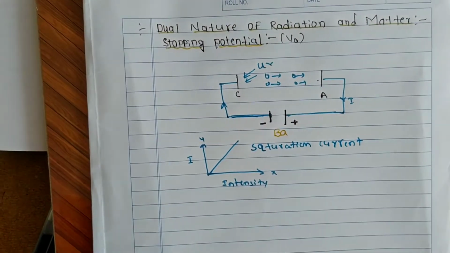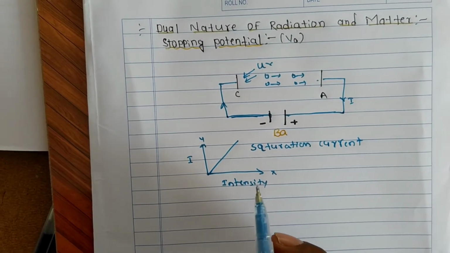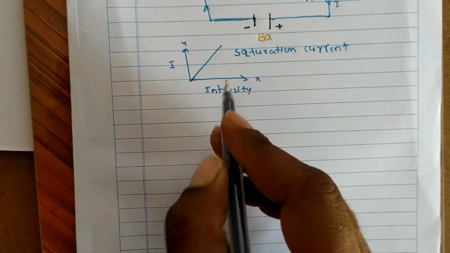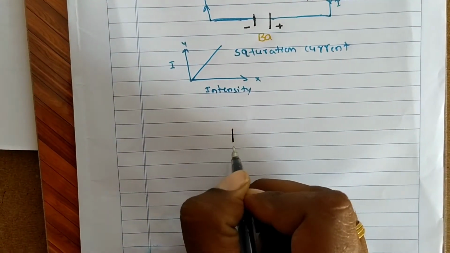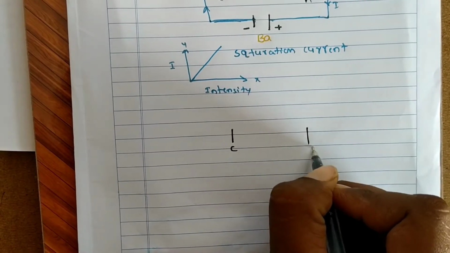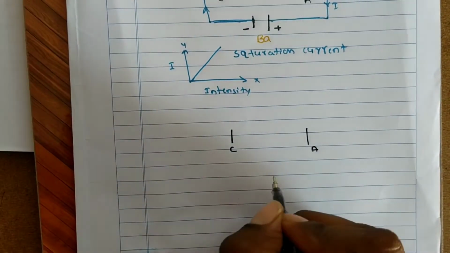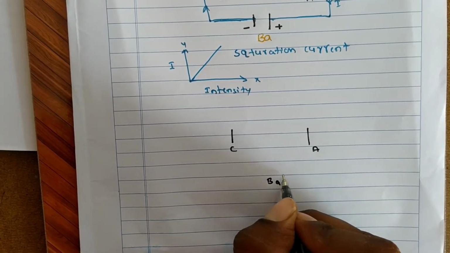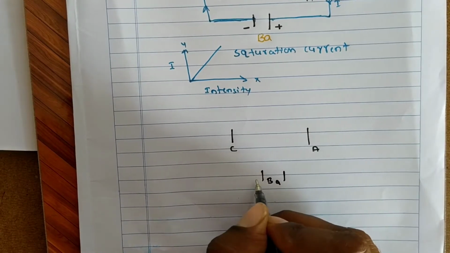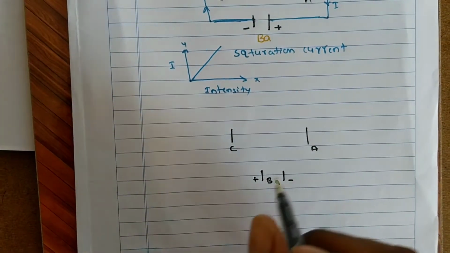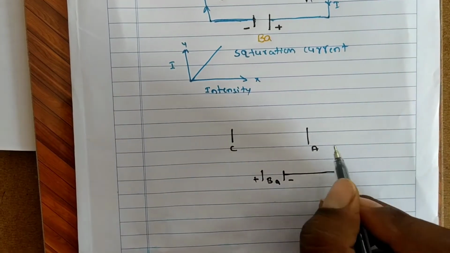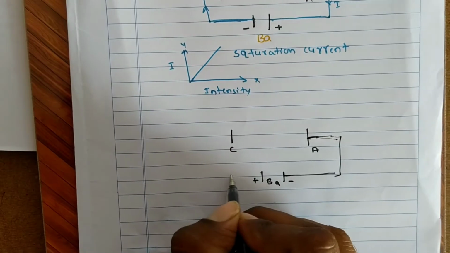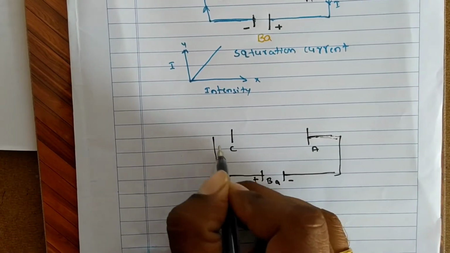When you reverse the potential, it means this one is the cathode plate and this one is the anode plate. When you change the polarity, the battery has two terminals, one negative and another positive. You apply a negative potential to the anode plate and a positive potential to the cathode plate.